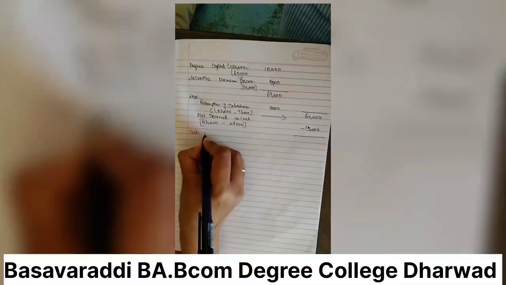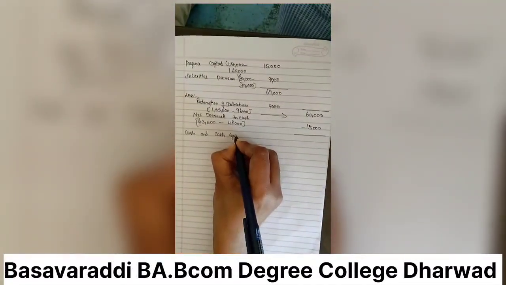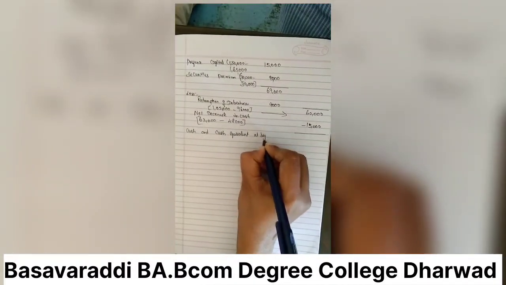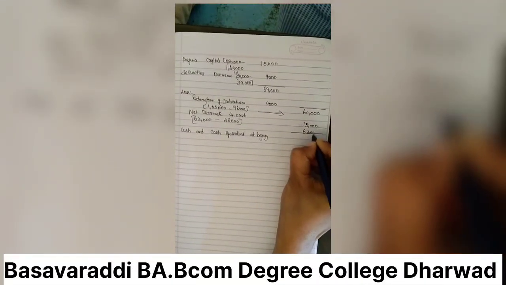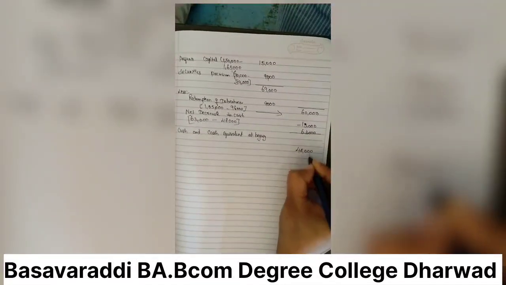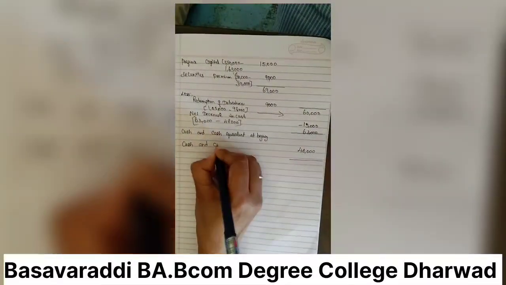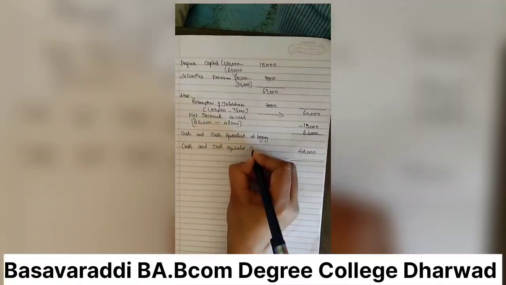Now you have to write the cash and cash equivalent at beginning. At beginning you enter 63,000. How much is the difference? 48,000. This 48,000 we consider as the cash and cash equivalent at end.